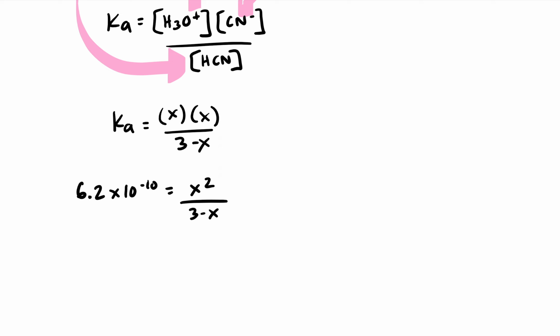But this 3 minus x piece here, you might recall that our Ka value is really small. So that means not a whole lot of product is being produced. So even though we're subtracting x from that reactant side, essentially x is so small that it's really not going to change the concentration of our initial acid. So we are allowed to ignore that minus x piece because x is so small.